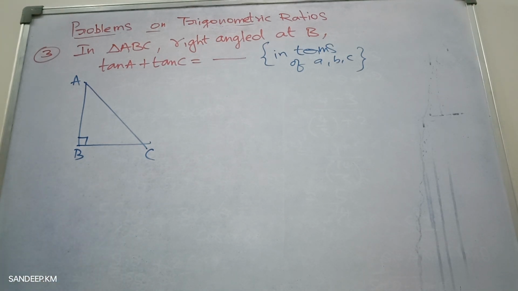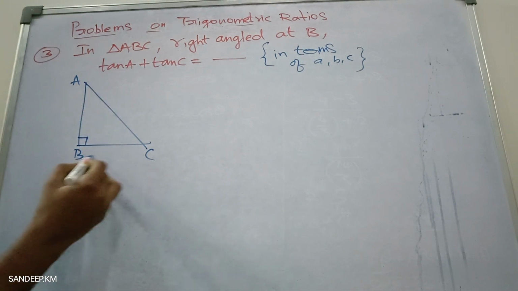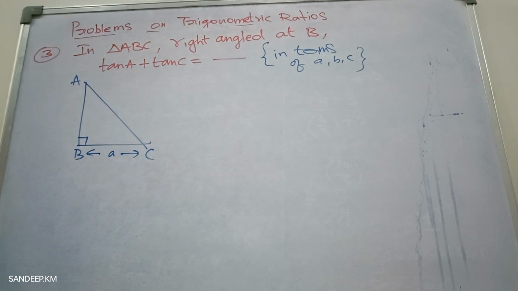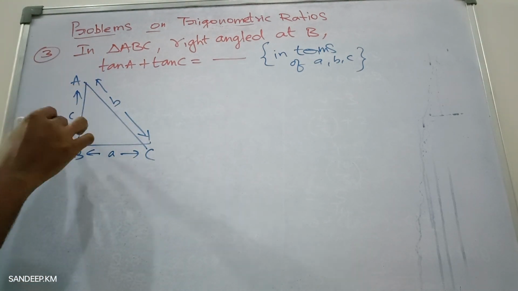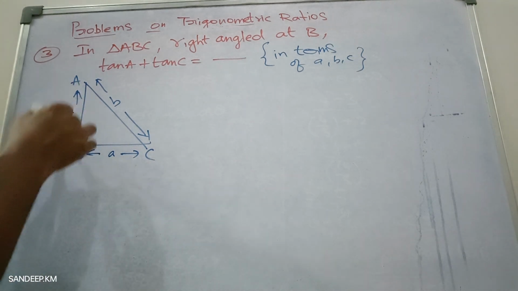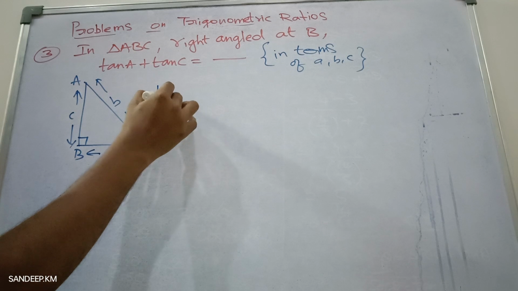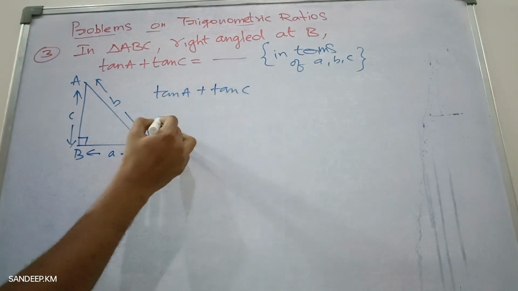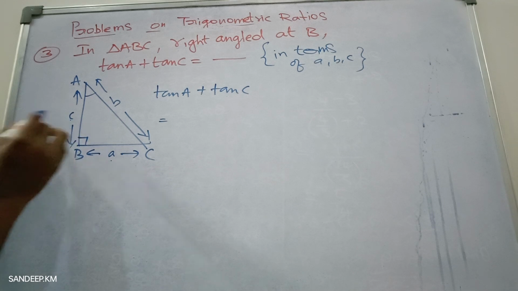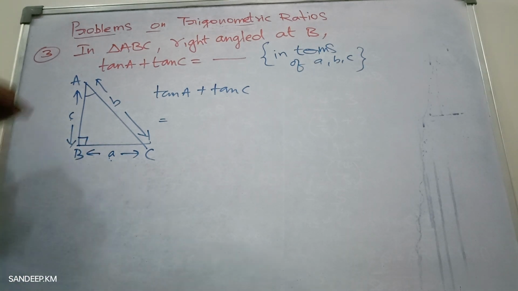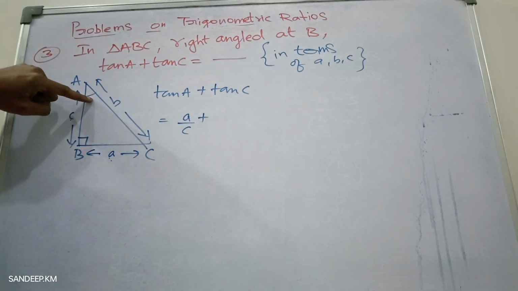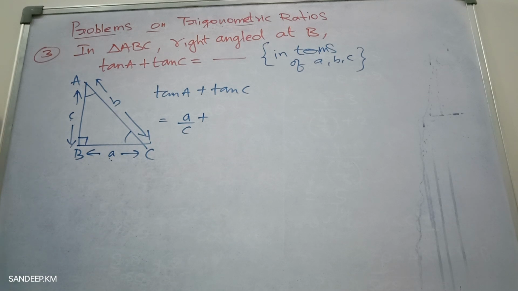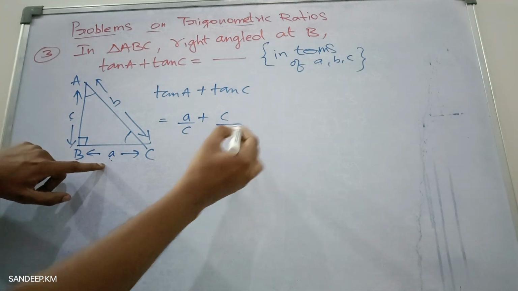So I'm solving it. Very simple, right? The side BC is nothing but small a, side AC is small b, and side AB is small c. Now dear students, in right angle triangle ABC, tan A is opposite by adjacent. For angle A, opposite side is small a and adjacent side is small c. Similarly for tan C, for angle C, opposite side is small c and adjacent side is small a.